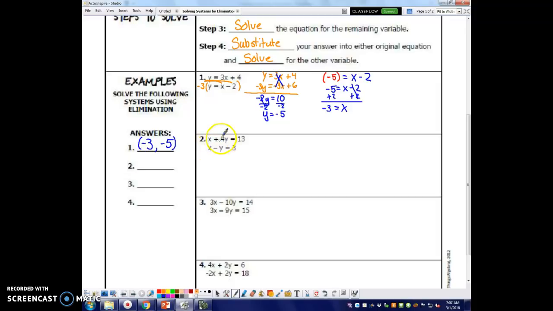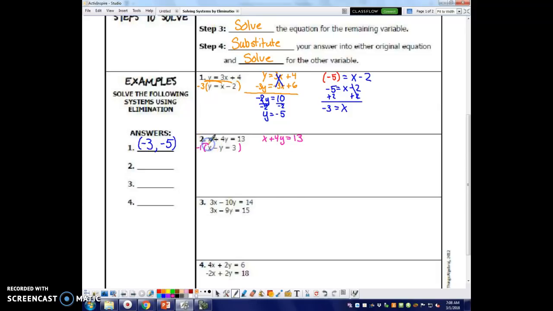Number 2, x's are lined up, y's lined up, numbers lined up. Good. Now we need to make sure that we have a positive and negative with the same number, okay? So there's 2 1s here, right? So I'm just going to multiply this whole bottom by a -1, okay, to make them the same. So we have x plus 4y equals 13.